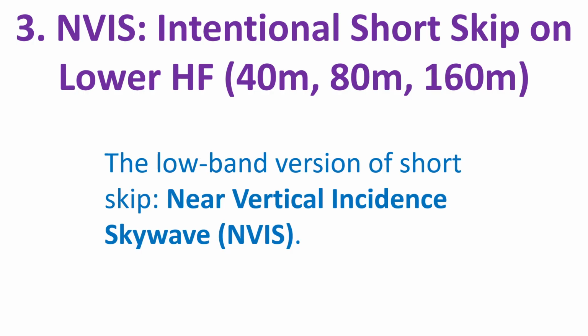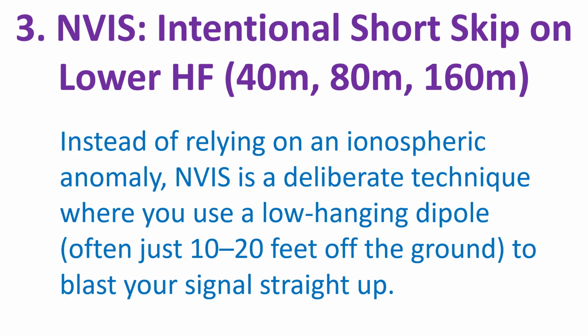NVIS, the intentional short skip on lower HF: 40 meter, 80 meter and 160 meter. The low band version of short skip, near vertical incidence sky wave. Instead of relying on an ionospheric anomaly, NVIS is a deliberate technique where you use a low-hanging dipole, often just 10 to 20 feet off the ground, to blast your signal straight up.